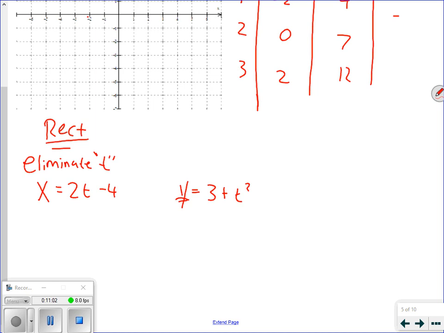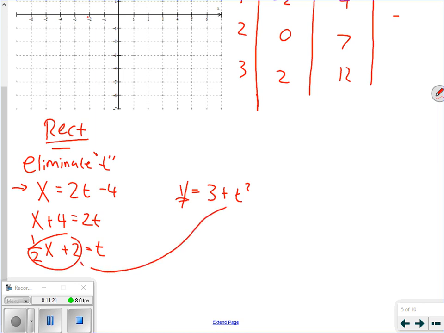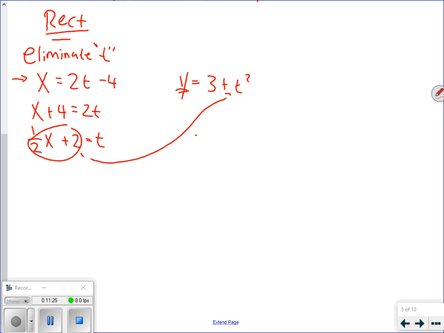And I think it's easier to get t by itself on this left equation here, right? We can add 4, and we can divide by 2. So we get 1/2 x plus 2 equals t. And then I can take this t equation here and plug it in for t up here. So I'm getting y equals 3 plus (1/2 x plus 2) squared. And that's the rectangular version of what I have up there.